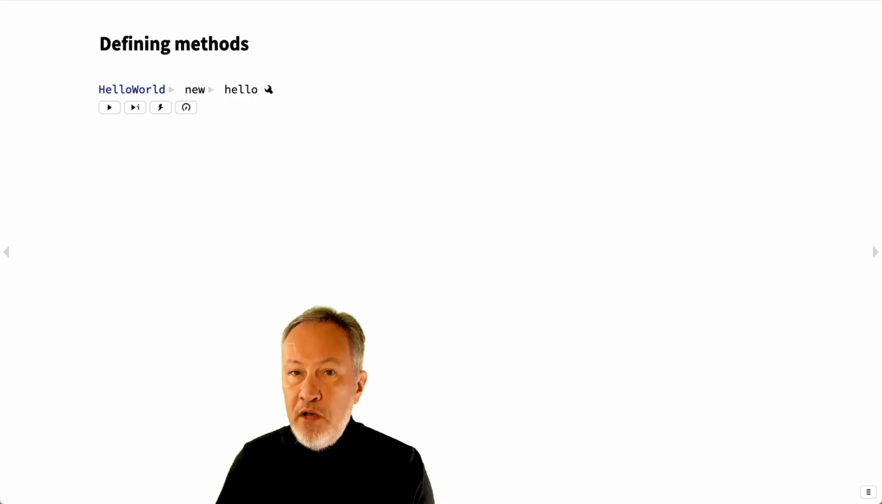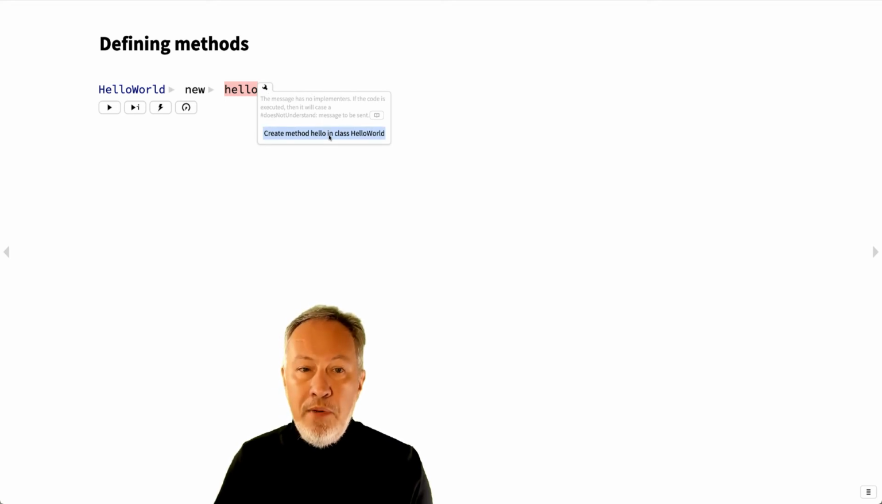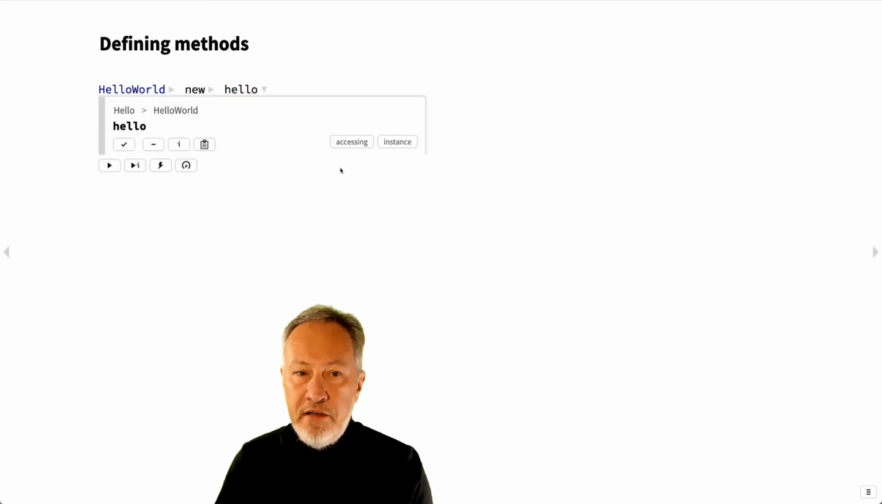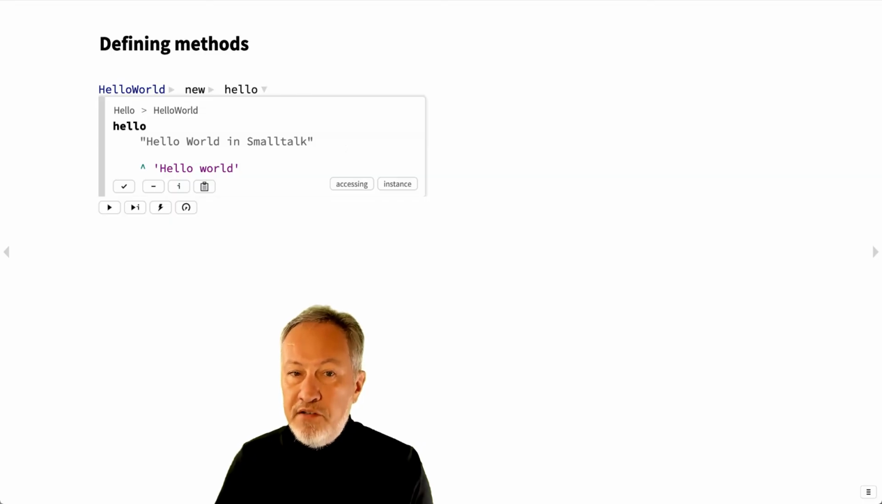Now we'll create one as a fixit. In this snippet, we see a monkey wrench icon next to the hello message, indicating that there is no hello method implemented yet. We can click on the icon to fix it. Every method starts with a declaration of the message and any arguments. In this case, it's just hello with no arguments.